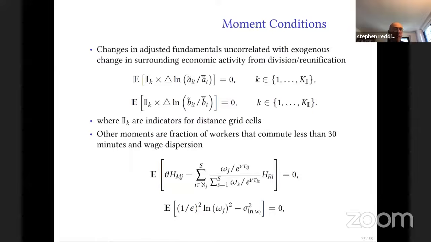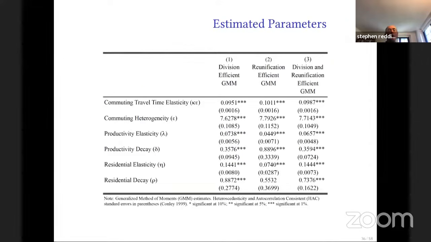And so we think that the division of the city was not correlated with the fundamentals in these individual parts of West Berlin. And then we have a couple of other moments that help pin down the commuting parameters, which rely on the fraction of workers commuting different travel times and the dispersion of wages. What do we find? It's pretty interesting.